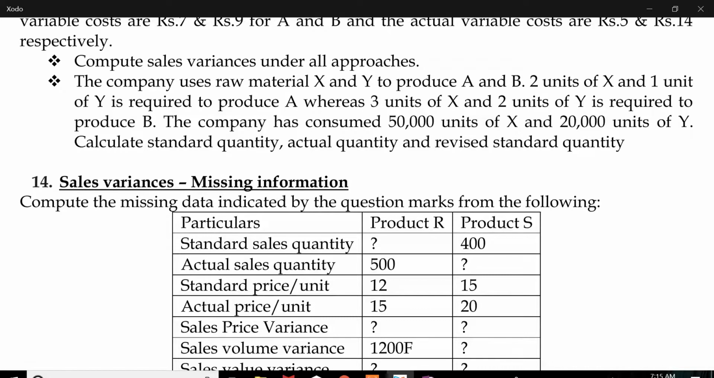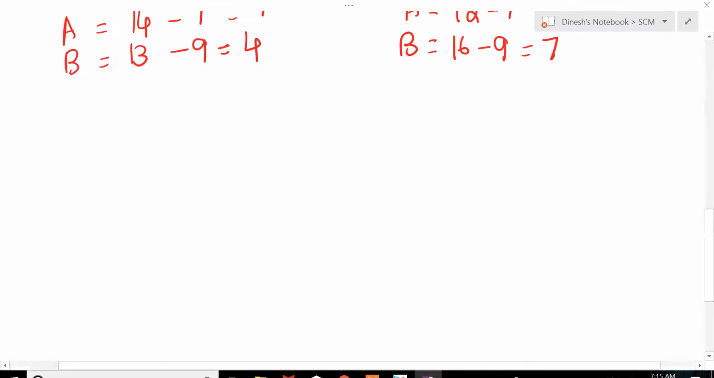Okay, let's complete the second part. The company uses raw material X and Y. It's going back to your material variances. It uses raw material X and Y to produce A and B. 2 units of X and 1 unit of Y is required to produce A, whereas 3 units of X and 2 units of Y is required to produce B. Company has consumed 50,000 units of X and 20,000 units of Y. Calculate SQ, AQ and RSQ. Listen for some time. I'll tell you when to note it down.